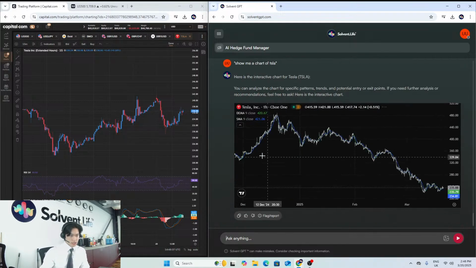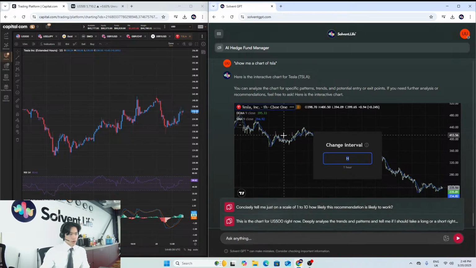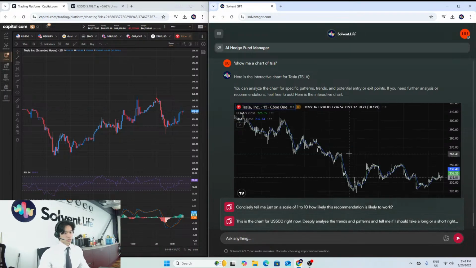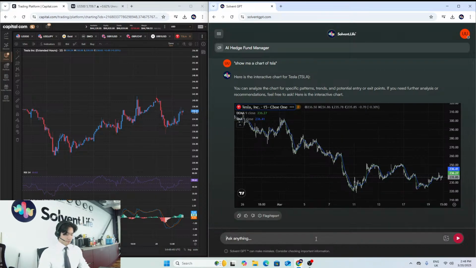Okay, here we go. Tesla. Alright. 1 hour, let's change that. So you did mention 15 minutes. Give me entry and exit points for this chart that will have a 7 out of 10 or more likelihood of being a successful trade.